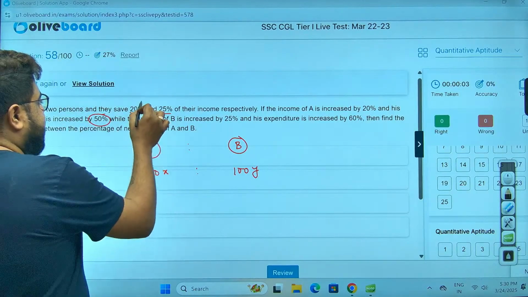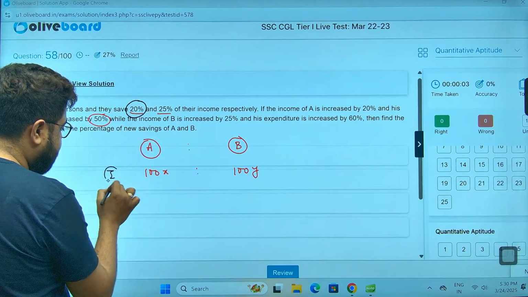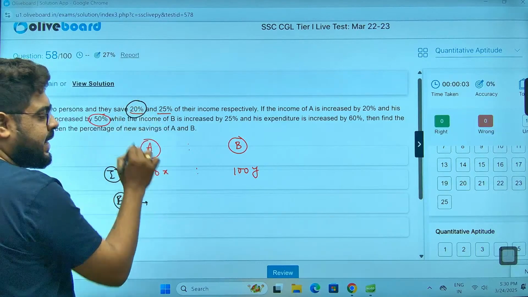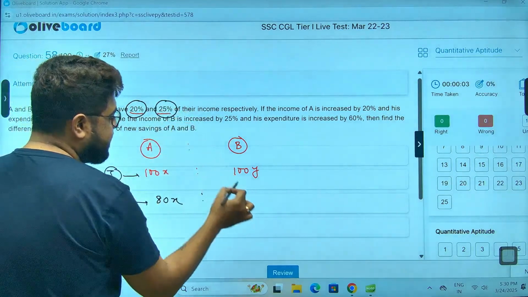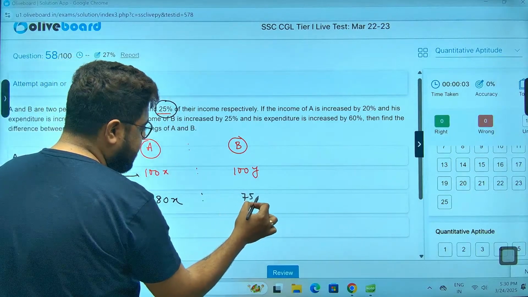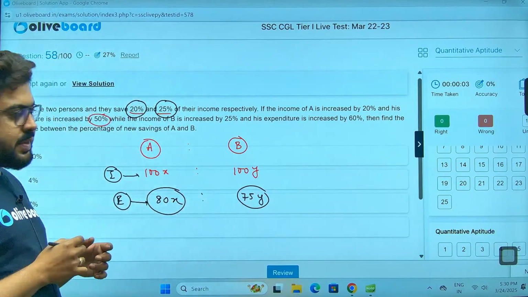Sir, if savings is 20%, then expenditure is 80%. Let income be 100x. Expenditure will be 80x. And for the other one with 25% savings, expenditure will be 75%, that is 75y. This much they actually spend.